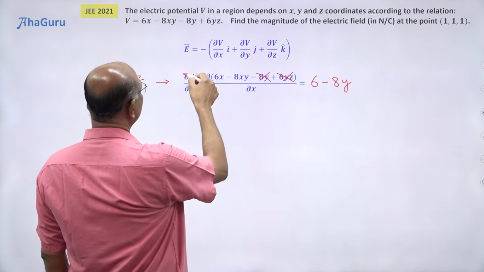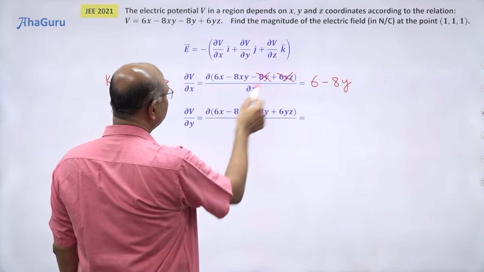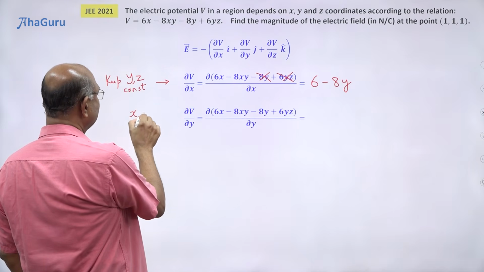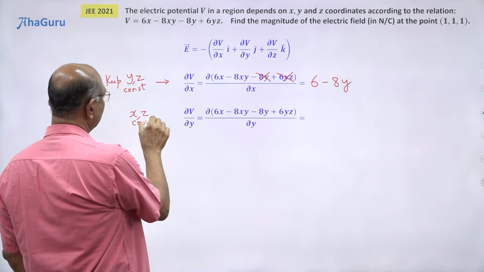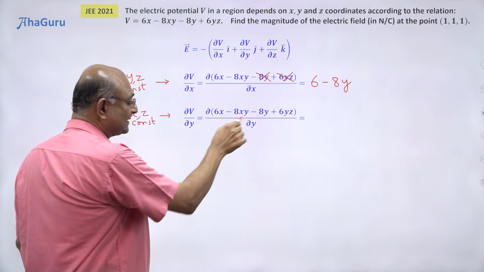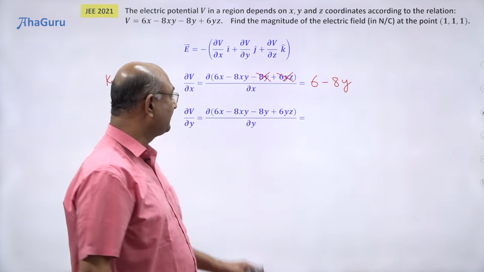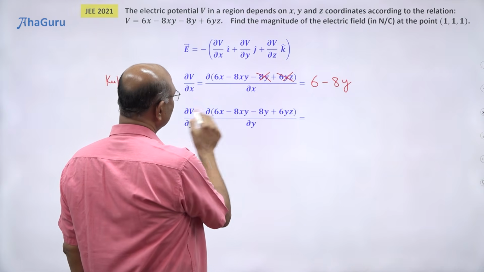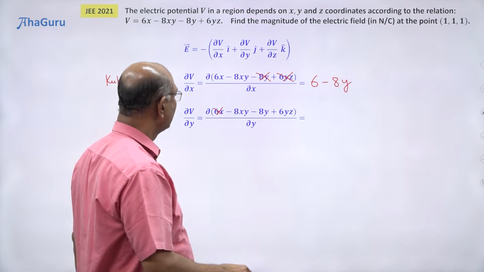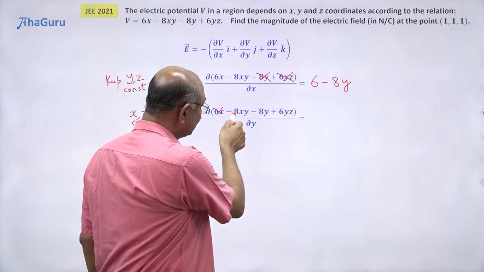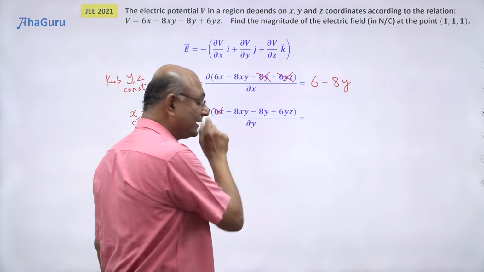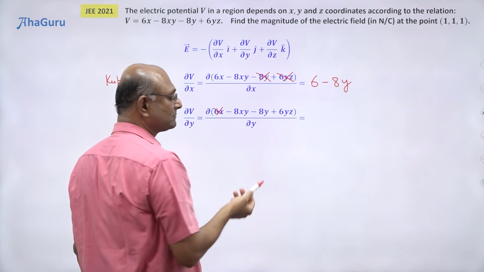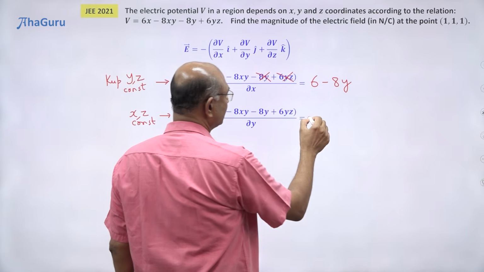Okay, but let us also do dou V by dou y. Same thing, you have to differentiate with respect to y. Here you're going to keep x and z constant. We are differentiating with respect to y. Since you are differentiating with respect to y, x and z you are going to keep constant. 6x is constant, so this differentiation will give you 0. But in minus 8xy, this x is constant, correct, but you are differentiating with respect to y, so you have to write it. So minus 8x dou y by dou y, which is of course 1, so minus 8x.